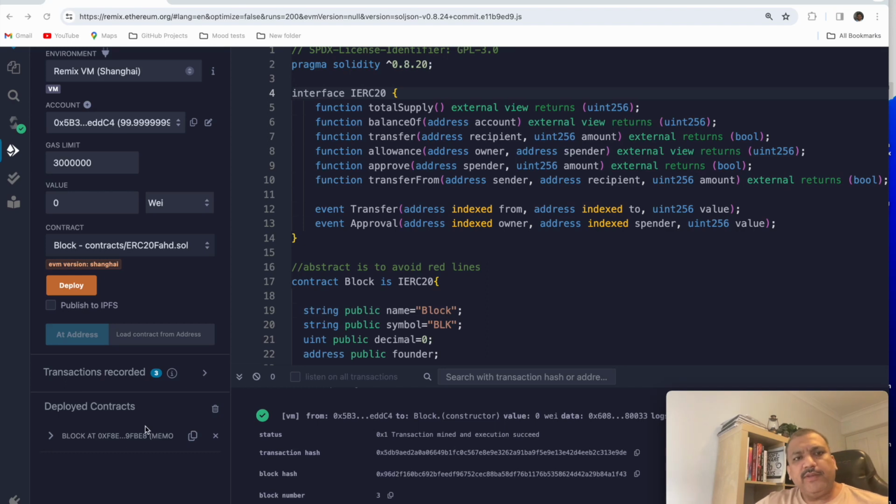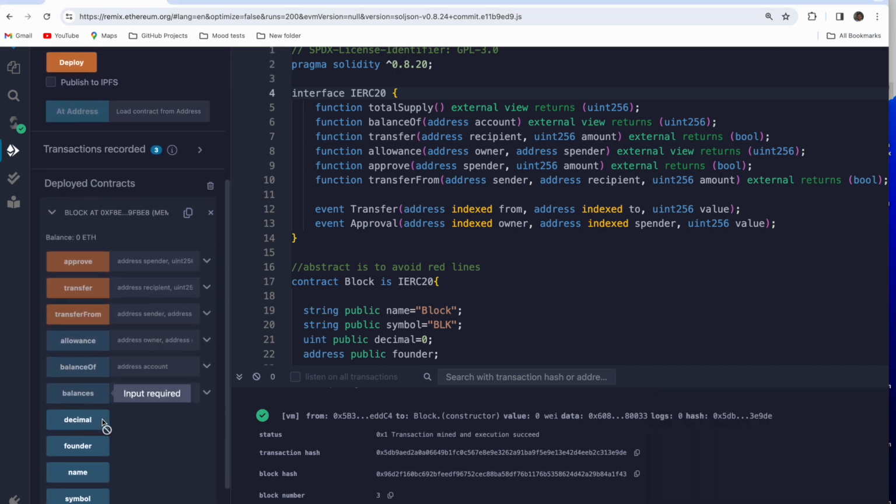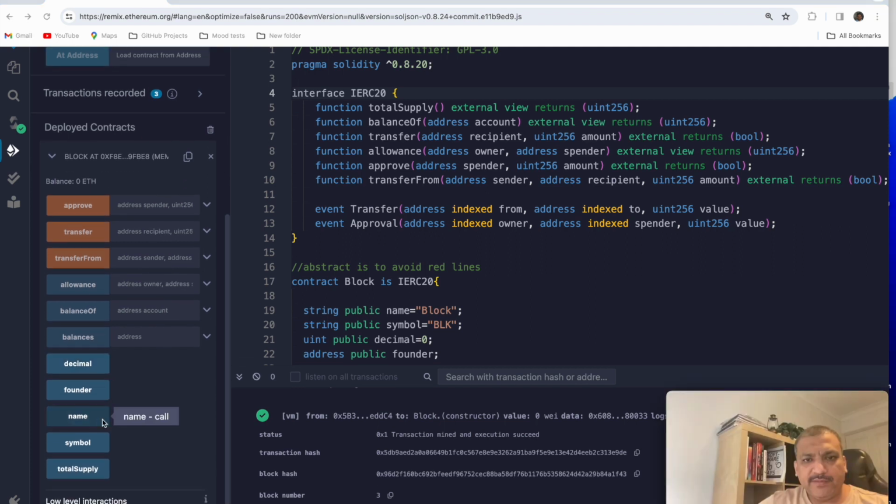All right. So once we have deployed this smart contract, we've obviously deleted the one that I was testing with. All we need to do is click on this arrow icon, and it is going to expand all the functions that we have written in the smart contract.